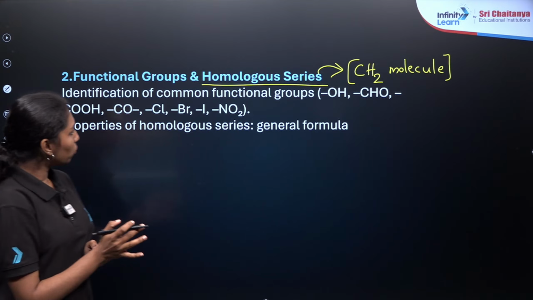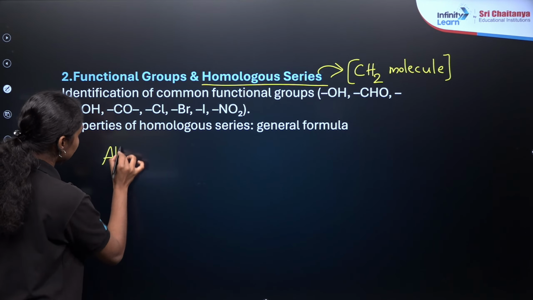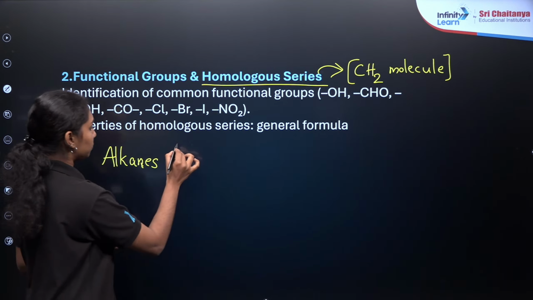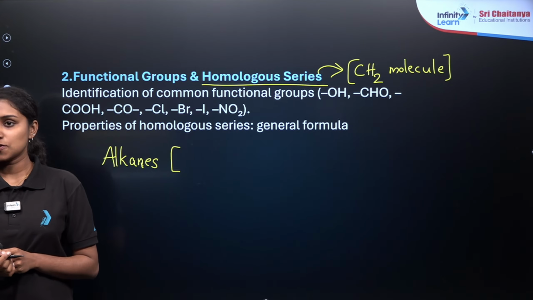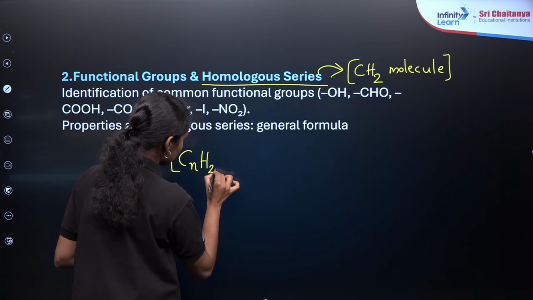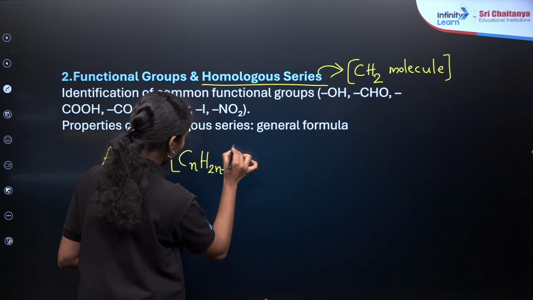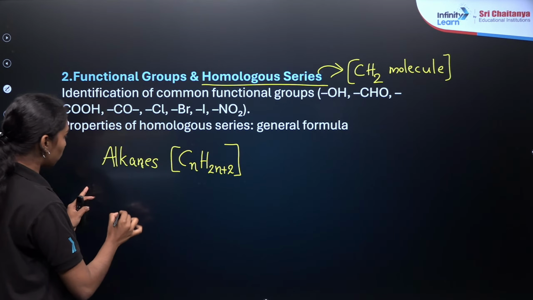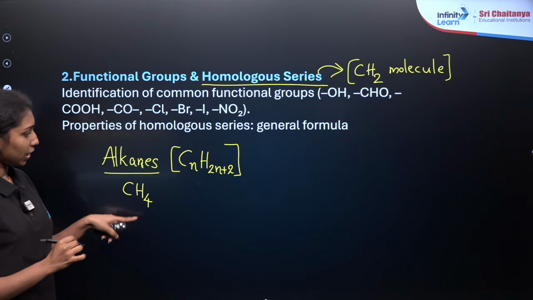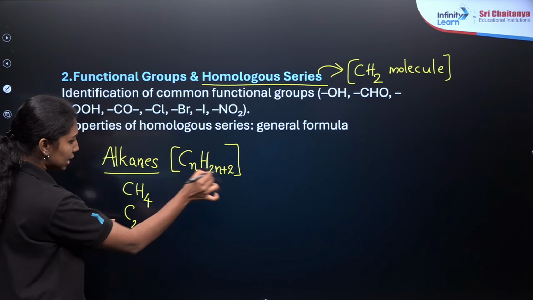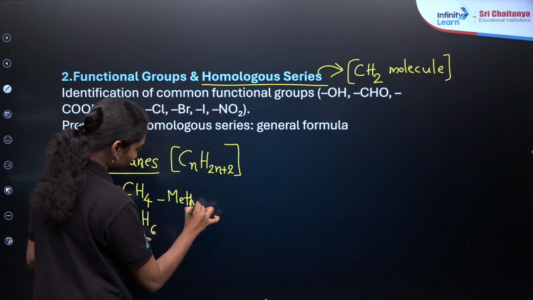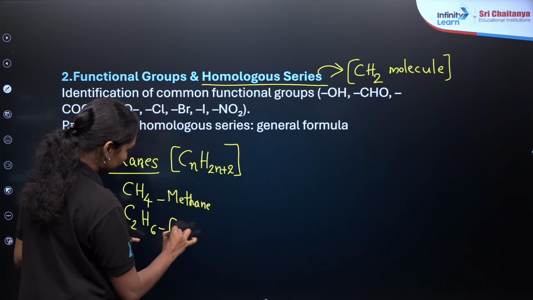So for example, if I am taking about the case of, let's say about the alkanes, right? What will be the general formula of alkanes? CnH2n+2, right? N will be the number of carbon atoms. H2n+2 will be the number of hydrogen atoms. For example, if you are writing the first carbon compound in the case of alkane, that will be our methane, right? CH4. Then what about the next one? It will be C2H6, right? C2H6. This is our ethane, right?